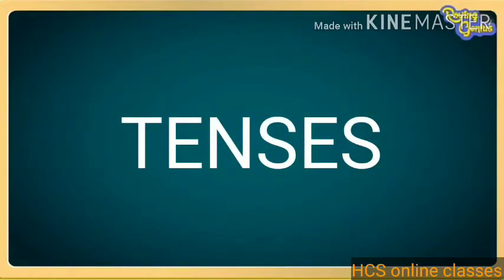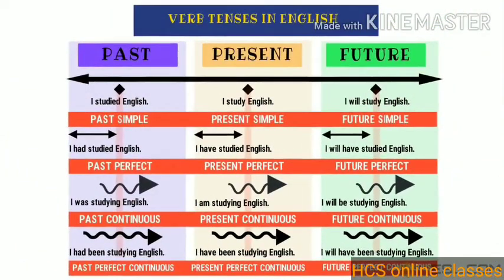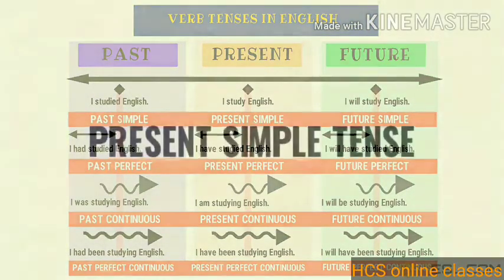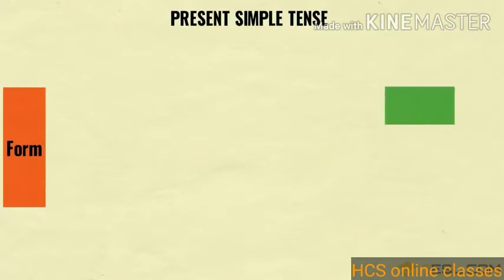In our last class, we have started tenses. We have seen the different types of tenses. Now, let us discuss first present simple tense or simple present tense form. Let us see first affirmative, to be.